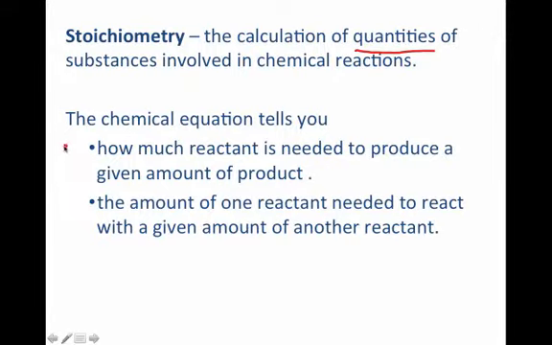But the chemical equation can tell us two things. The first thing a chemical equation can tell us is how much reactant is needed to produce a given amount of product. So, for example, if I start with 10 grams of reactant A, how much of a particular product can I make? The second thing the chemical equation tells us is the amount of one reactant needed to react with a given amount of another reactant. So if I start with 10 grams of reactant A, how many grams of reactant B do I need to go along with that? Those are called limiting reactant problems, and that's something we'll get to a little bit later in this unit.